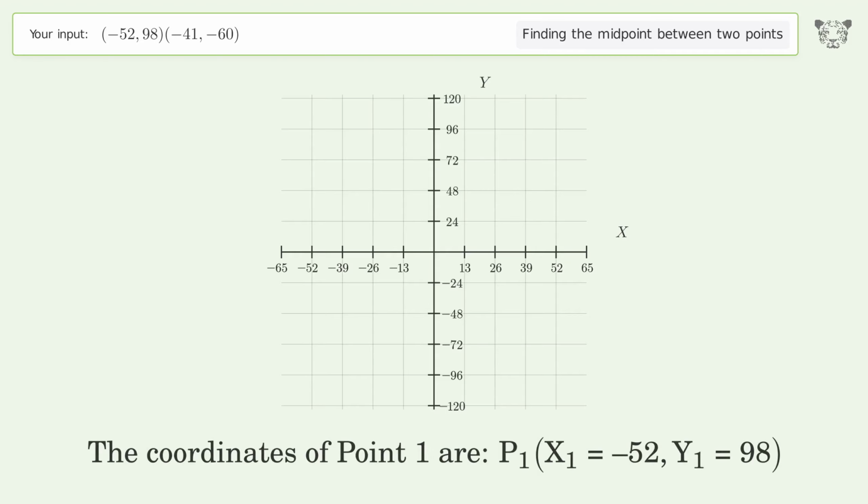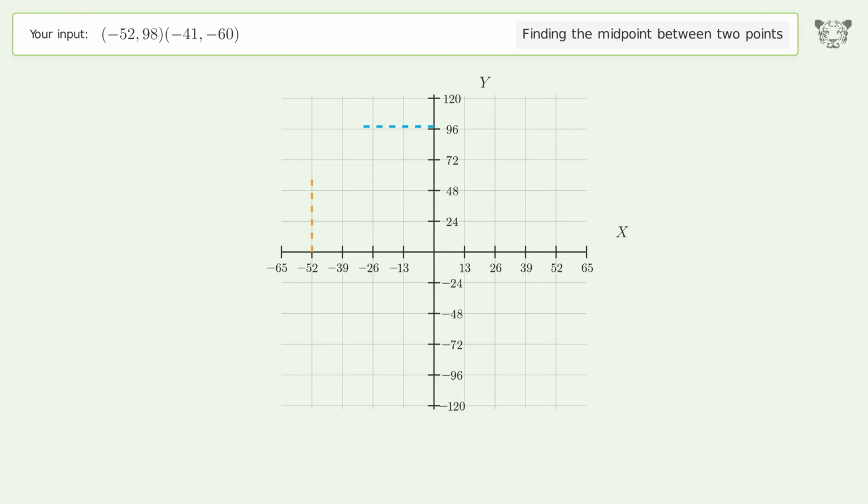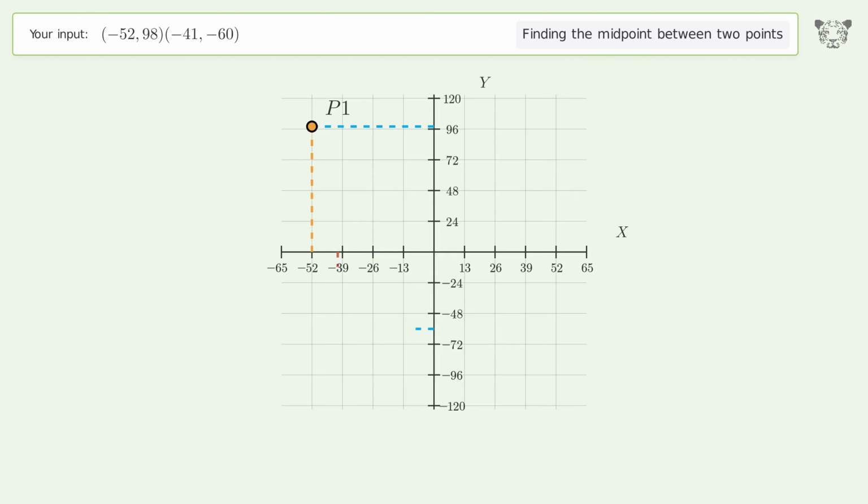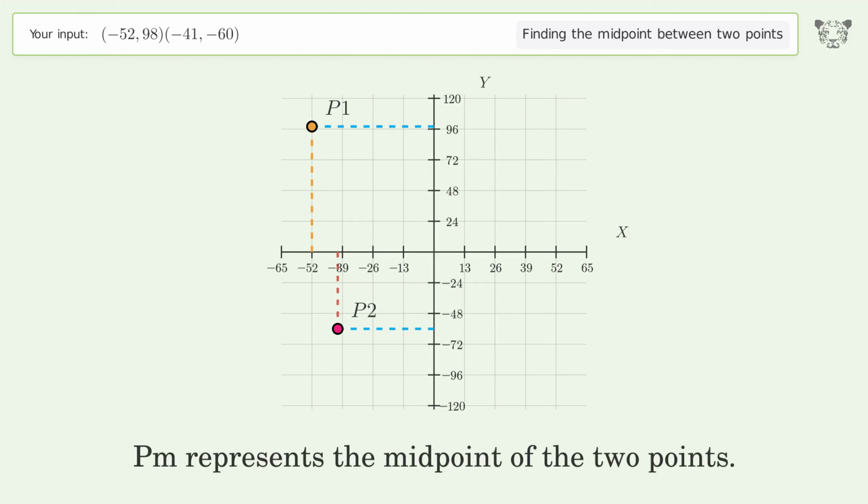The coordinates of point 1 are, x1 equals negative 52, y1 equals 98. The coordinates of point 2 are, x2 equals negative 41, y2 equals negative 60. PM represents the midpoint of the 2 points.